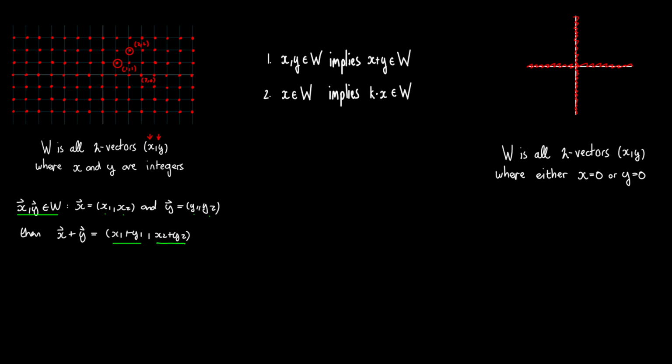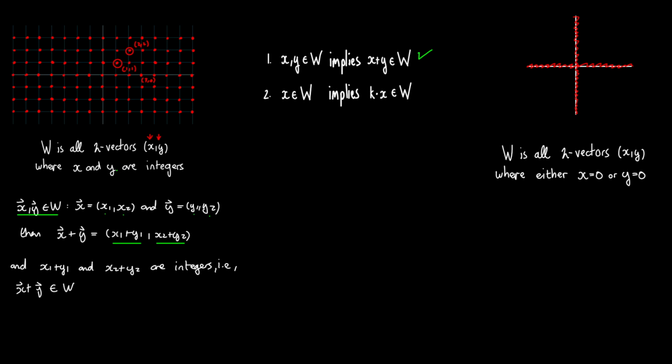So if I add x1 to y1, I get an integer. And if I add x2 to y2, I also get an integer. So in other words, x1 plus y1 and x2 plus y2 are integers. And so this vector x plus y is an element of W. So actually, this is true. Property one holds for this set. Okay, so it's closed under vector addition.